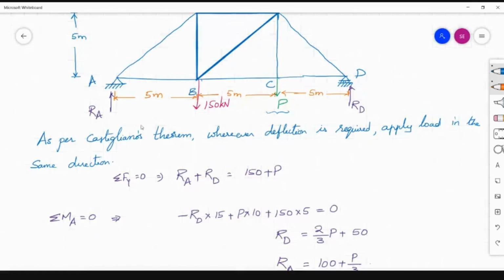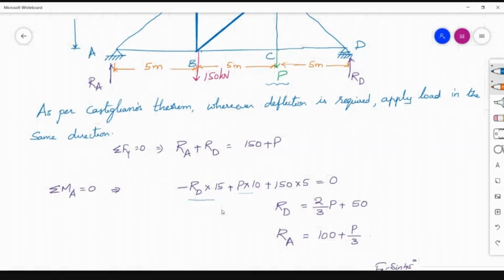While taking moments about A, sigma M about A is equal to 0. It will give minus RD into 15, that is anti-clockwise, plus P into 10 clockwise, plus 150 into 5, equal to 0. Now RD is 2/3 of P plus 50, and RA plus RD is 150. Substituting in this equation, you get RA, which is 100 plus P by 3.